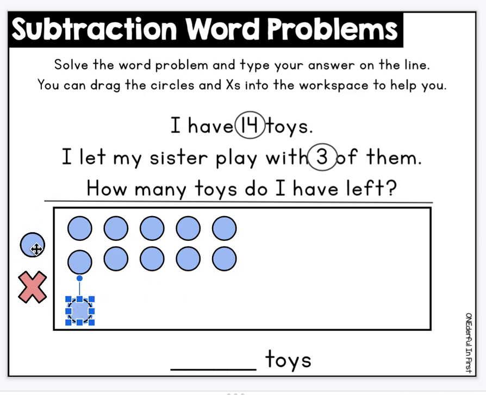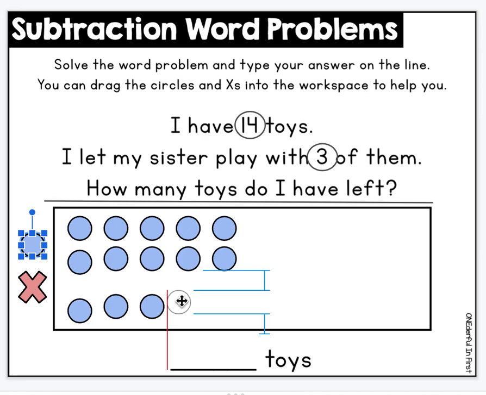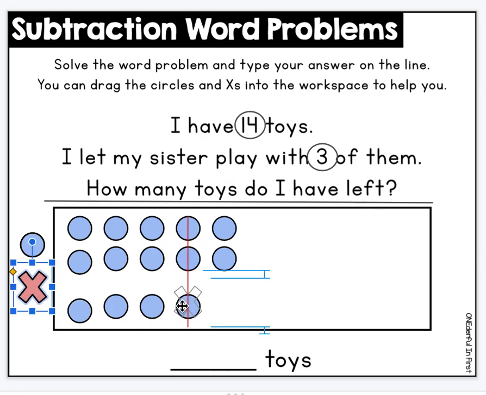1, 2, 3, 4. Okay, I know that I was very careful counting, but I want to just double check to make sure that my work is correct. 1, 2, 3, 4, 5, 6, 7, 8, 9, 10, 11, 12, 13, 14. Okay, check. I let my sister play with 3 of them. So 3 of them are no longer in my room. They are in my sister's room.